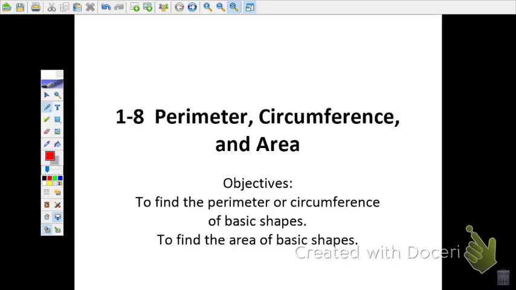Today we're going to be working with perimeter, circumference, and area. With those three pieces, we're going to be working just with very basic steps. So this should all be review for you. And you have seen these formulas, worked with these formulas before in earlier math classes.